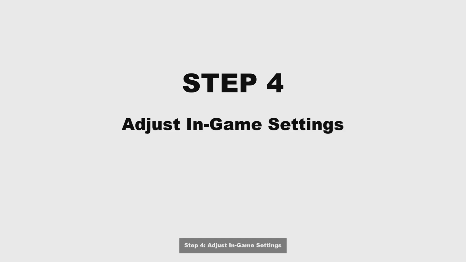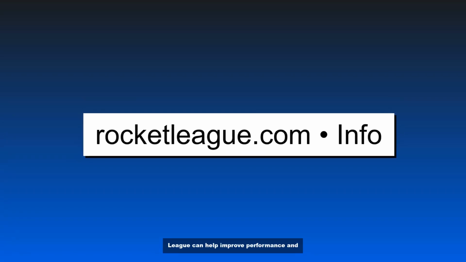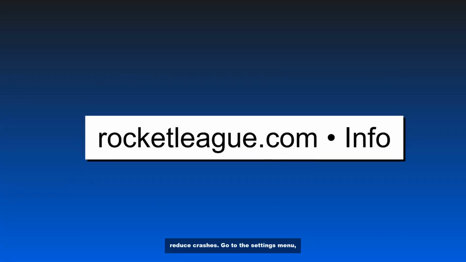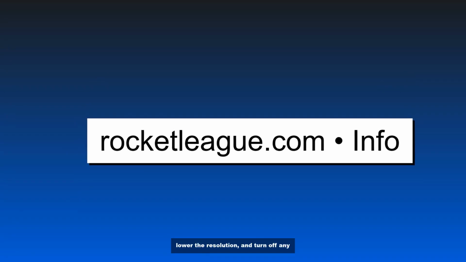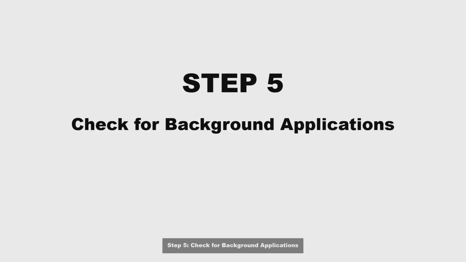Step 4. Adjust in-game settings. Lowering the graphics settings in Rocket League can help improve performance and reduce crashes. Go to the Settings menu, lower the resolution, and turn off any advanced graphics options. Test the game to see if the crashes persist.